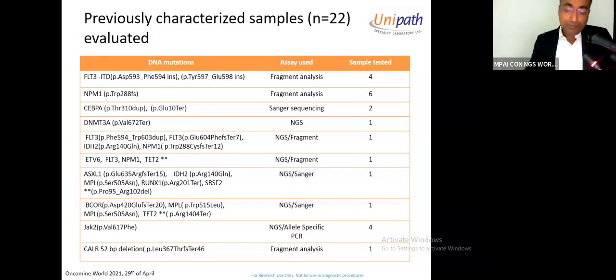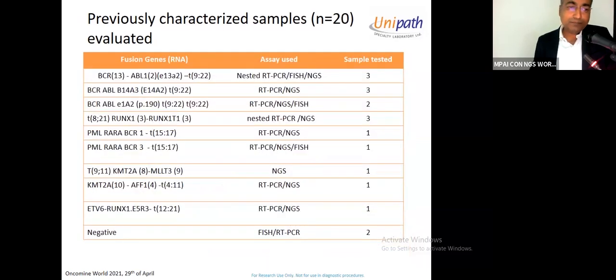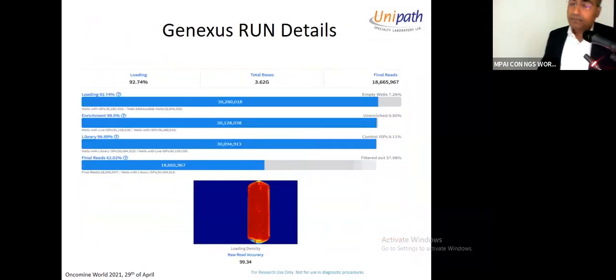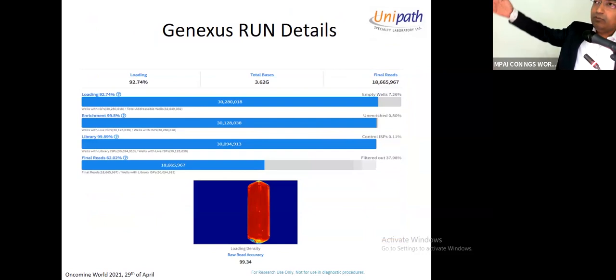So we used these FLT3 ITDs along with controls, and various fusions: BCR-ABL, PML-RARA, t(8;21), t(15;17), and then MLL. The data looks like this, as Torul was mentioning, after all the QC steps: this is how the loading and the final reads look, and by looking at the chip you were also able to tell whether this chip is working or not.